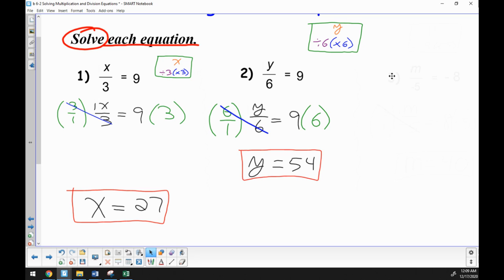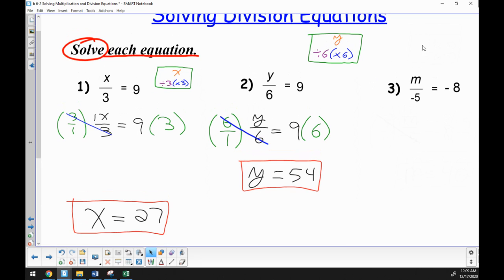We're going to do one more example, and then I'll go over steps. So in our third example, I need to identify the variable. In this case, it is an m. And I identify what is happening to the m. It is being divided by -5. So I write divided by -5. The inverse of dividing by -5 would be to multiply by -5. And this is what I'm going to follow and organize to solve my equation.